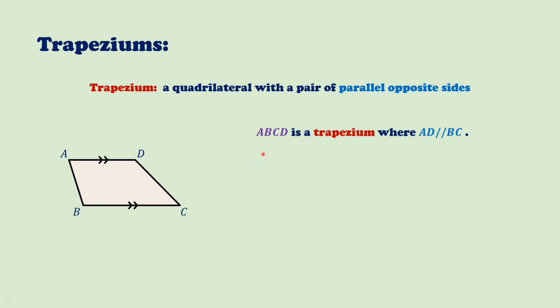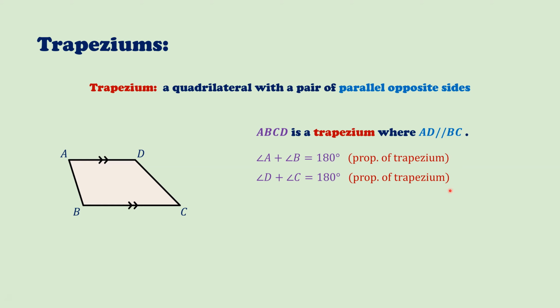In this case, we say that ABCD is a trapezium where AD is parallel to BC. For a trapezium, we can have this property. We know that angle A plus angle B is equal to 180 degrees, and at the same time, angle D plus angle C is also equal to 180 degrees. This property is referred to as the property of trapezium.